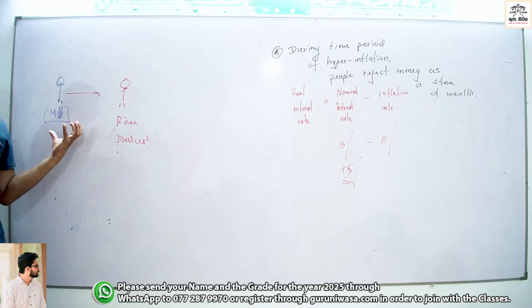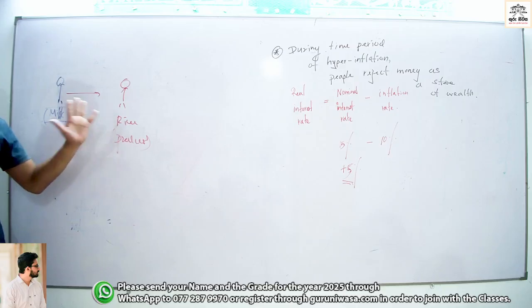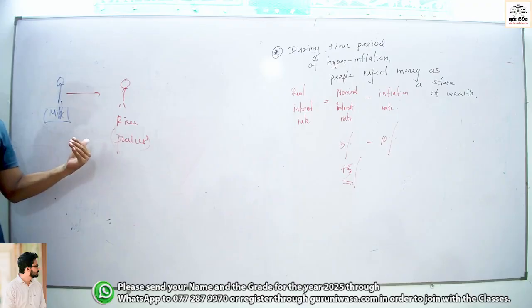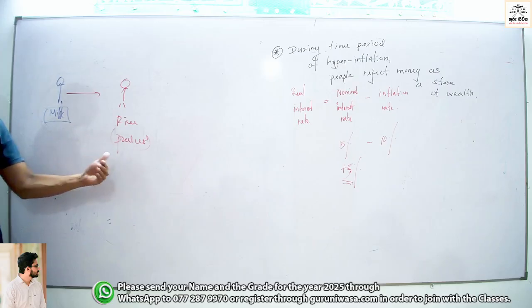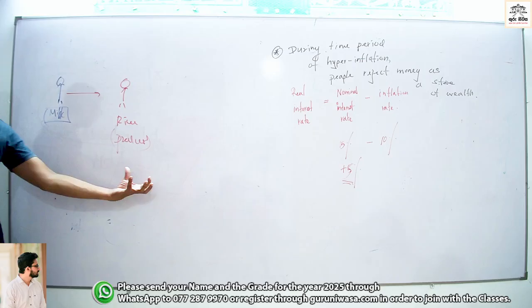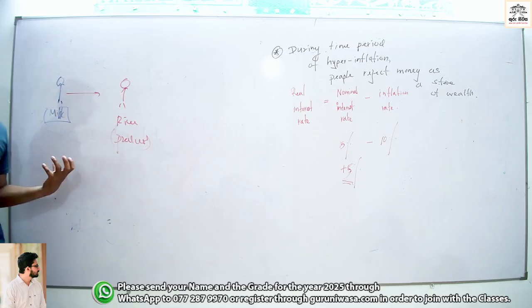You get the point? So double coincidence of wants means, in a simple way, you have to find a producer who is producing your product, and also that person must be willing to exchange her or his good with your good or service. This is called double coincidence of wants. But it's very rare.